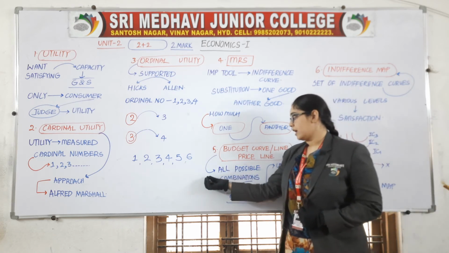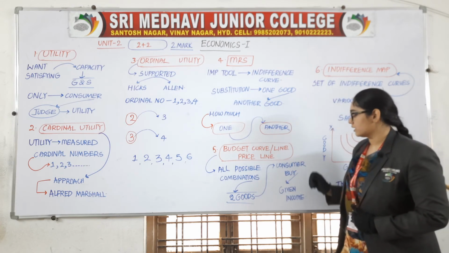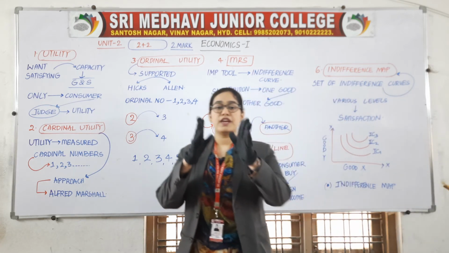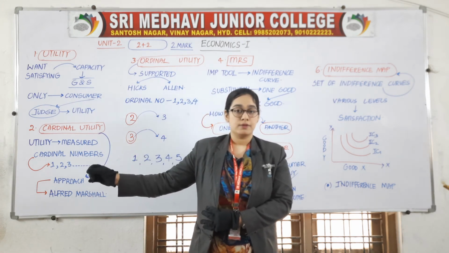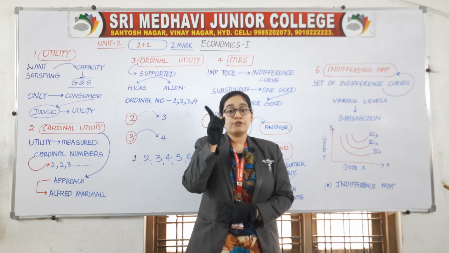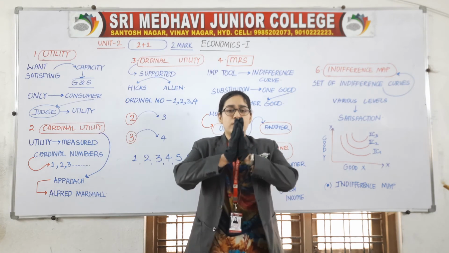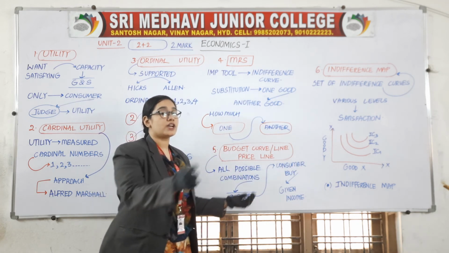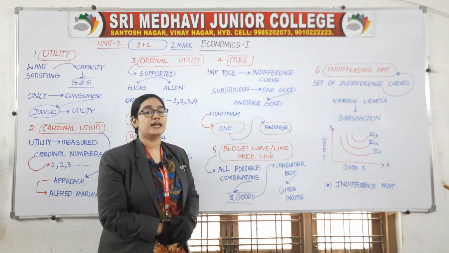So, let us see all possible combinations of two goods that a consumer can buy with his given income. Like, whenever we have some fixed income, we do not spend the whole income on one commodity. Why? Because the consumer will try to get maximum satisfaction. So, instead of one good, he will buy two goods with his given income. So, all possible combinations of two goods which a consumer can buy with his given income is known as budget line.